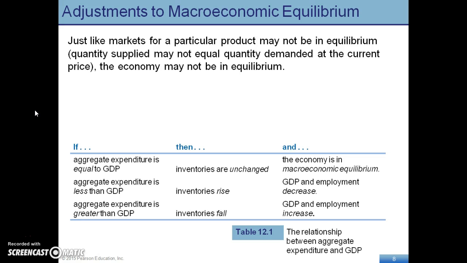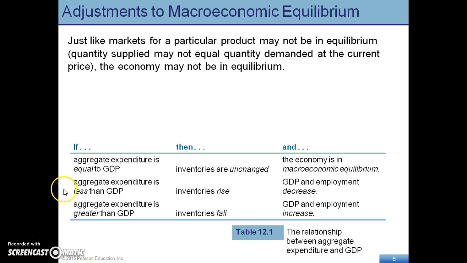Now we want to evaluate the equilibrium when we look at GDP. We have aggregate expenditures, which is how much money we spend, and GDP is looking at production levels. So you'll notice these examples we have here. If our expenditures equal GDP, which means we're spending what we produce, inventory levels will remain unchanged and our economy will stay in equilibrium.